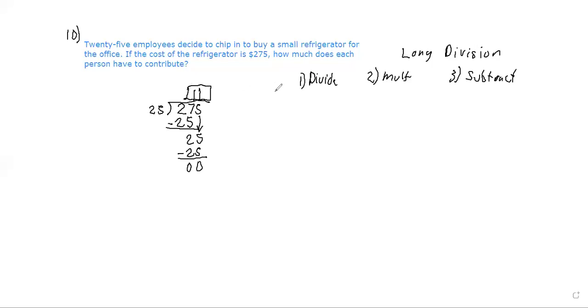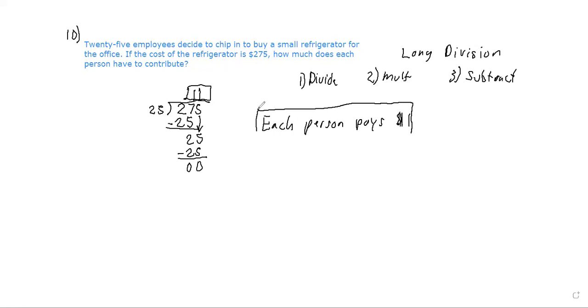So what does this tell us? It tells us that if 25 people decide to buy a refrigerator that costs $275, each person has to pay $11. Each person contributes $11.